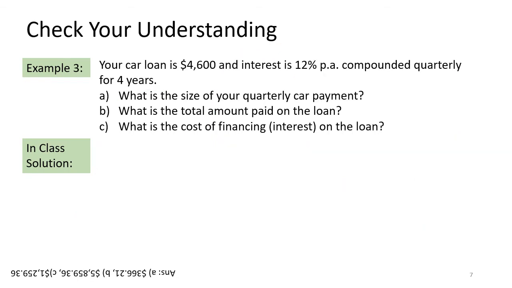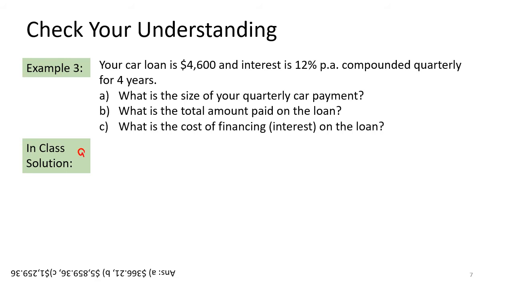Your car loan is $4,600 and interest is 12% per annum compounded quarterly for 4 years. Part A is, what is the size of your quarterly car payment? Part B is, what is the total amount paid on the loan? And part C, what is the cost of financing, or in other words, interest on the loan? Okay? So just like our last example, we're breaking this down again just so you can get a little more detail and just see another example.